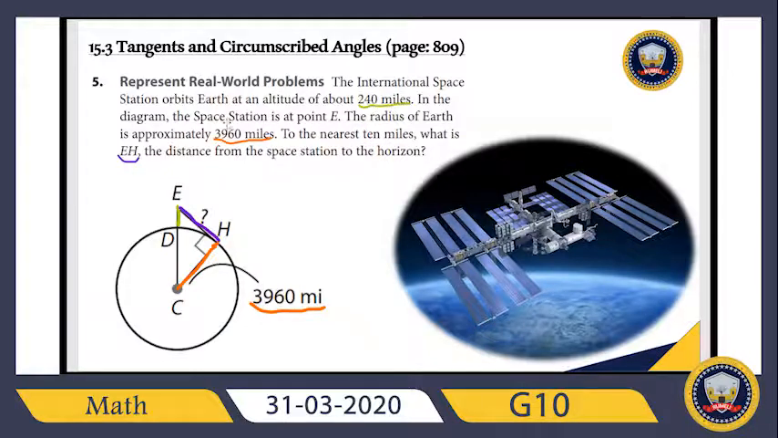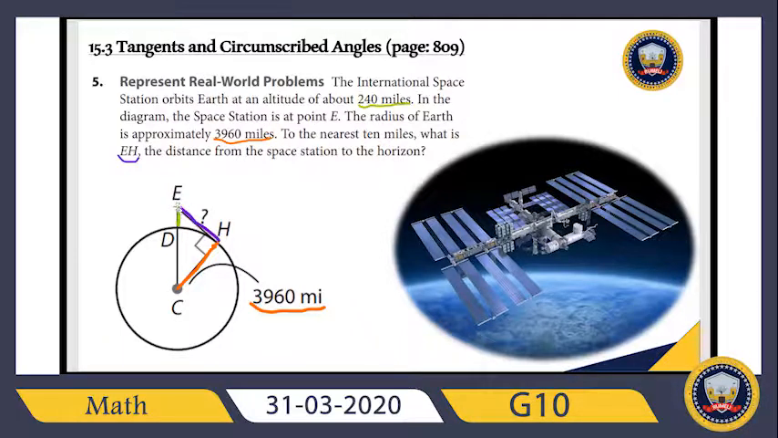Now, in the diagram, the space station is at point E, as I said. Now, the radius of the Earth is approximately 3,960 miles. The red one. This is the radius of the Earth. This is representing the Earth. Now, to the nearest 10 miles, what is EH? Now, I'm looking for EH.